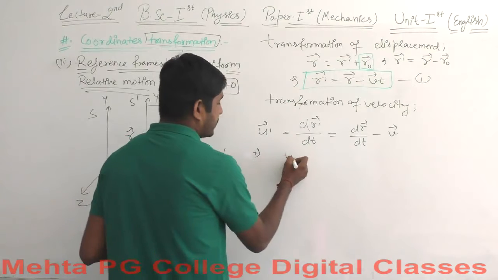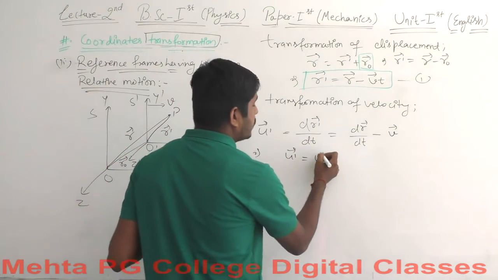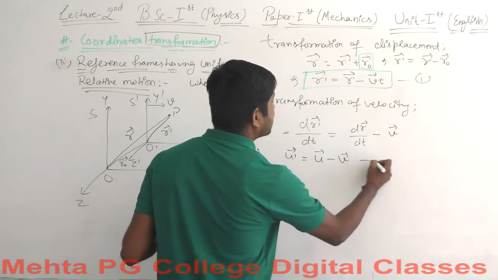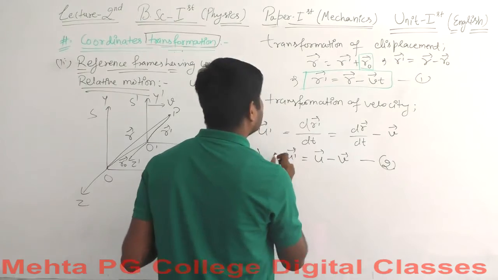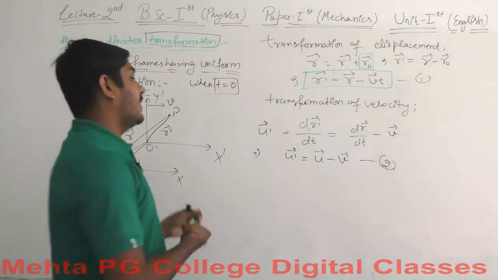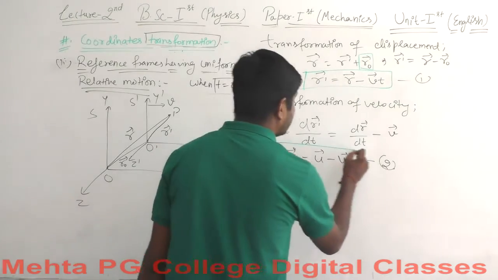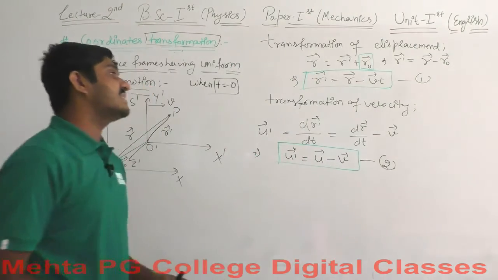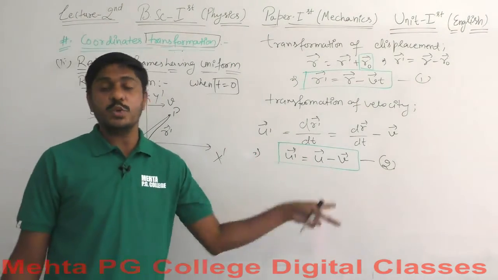What does it equal? u dash here is u vector minus v vector. This is equation 2, which is the transformation of velocity equation. Yes, this is the velocity transformation equation. We got two equations here.